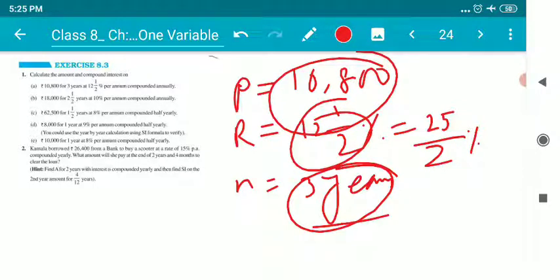So children, you will just assign these values in the formula and you will get the answer. I hope I am able to make you understand what compound interest is and what its formula is. Your job is to calculate questions A and B and submit them in the Google Classroom. If you face difficulties, you will let me know. I'll surely explain these questions once again to you all.